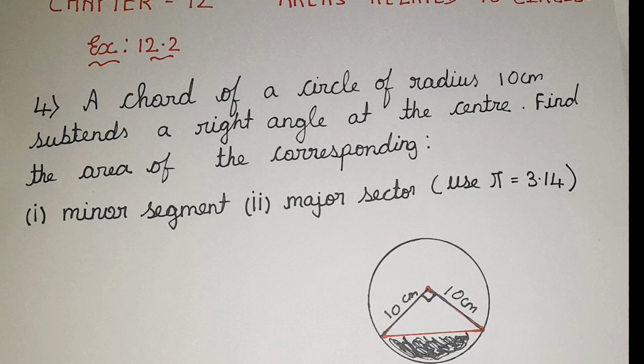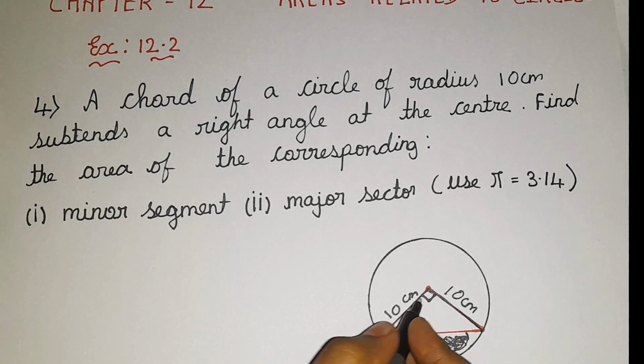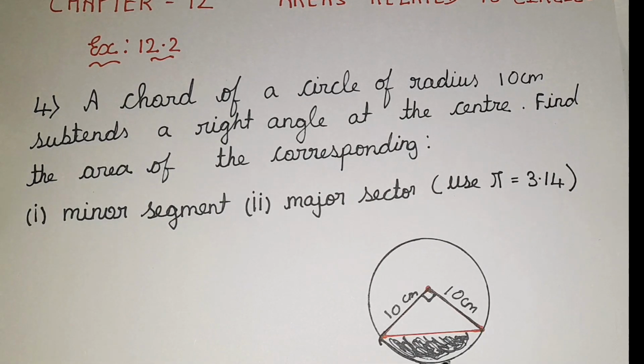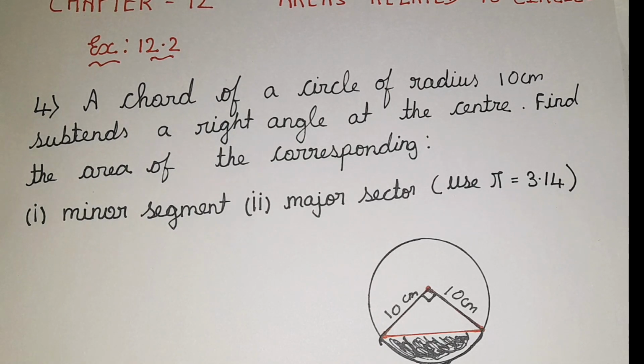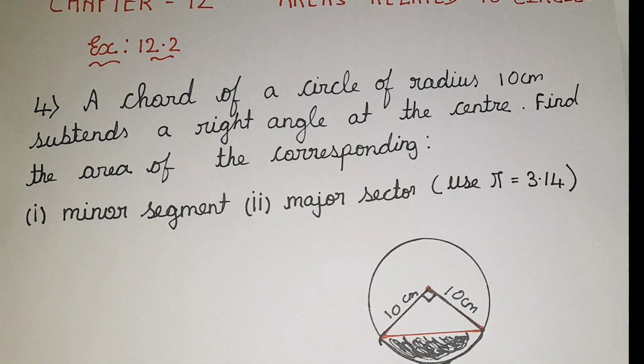How to find it? We have a formula. Since you guys know, the formula is area of sector minus area of triangle. In this figure, which is the sector? I am just marking it. This one, the shape of a piece of a cake, is a sector. So we are supposed to subtract the triangle from this sector.